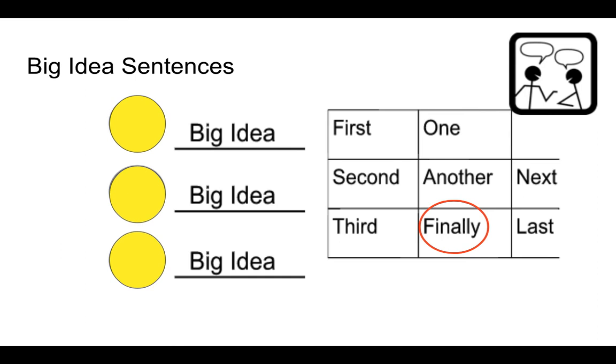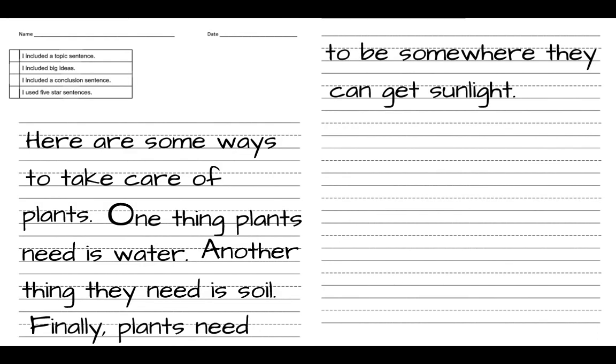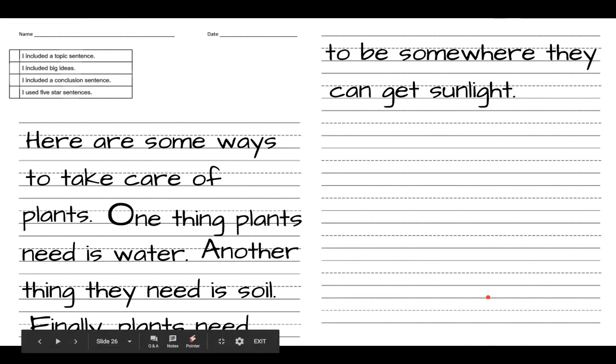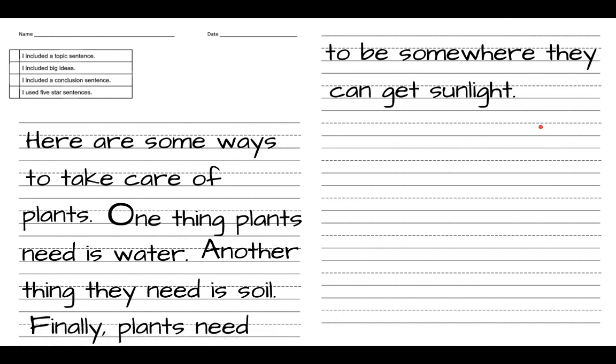Now that I've talked it out, I can write it. Finally, plants need to be somewhere they can get sunlight. So I have that full sentence again, making sure it starts with a capital letter and ends with a period. Those are two major things that first graders tend to miss when they are writing their big idea sentence.